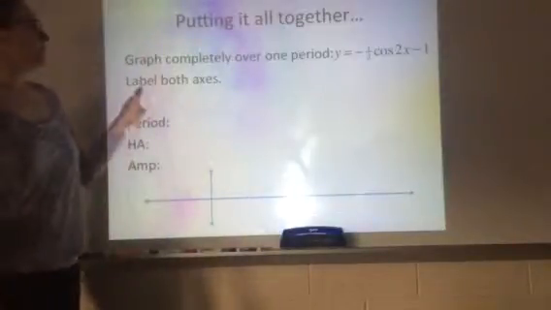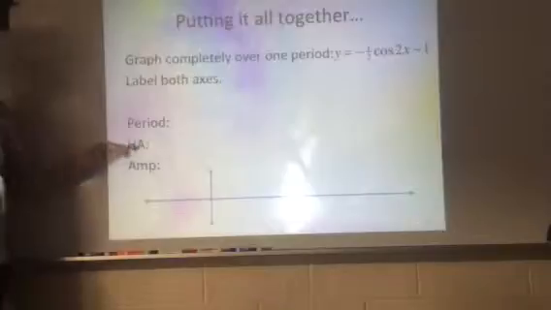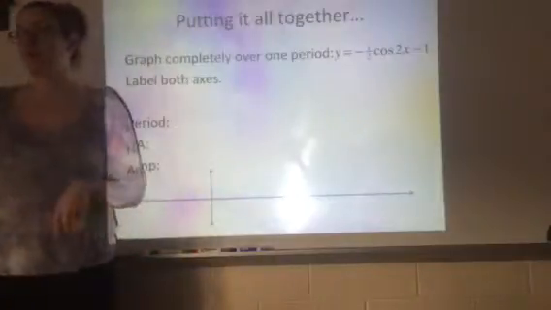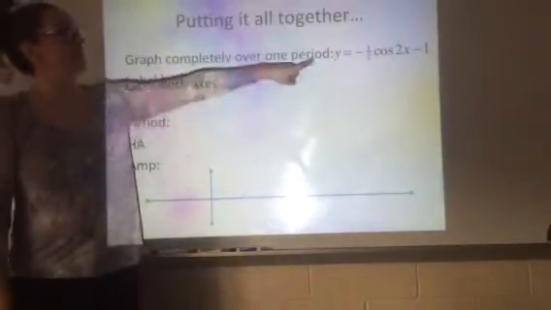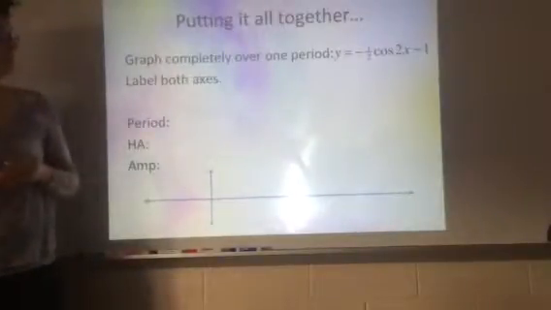Okay? We're going to label both axes, which I've moved to the bottom of mine. We're going to determine the period, the horizontal asymptote, which we also denoted as the center line of the wave, and we're going to calculate the amplitude. So the first thing to do is to recognize that this is based in cosine. Right? This is going to be based in cosine.